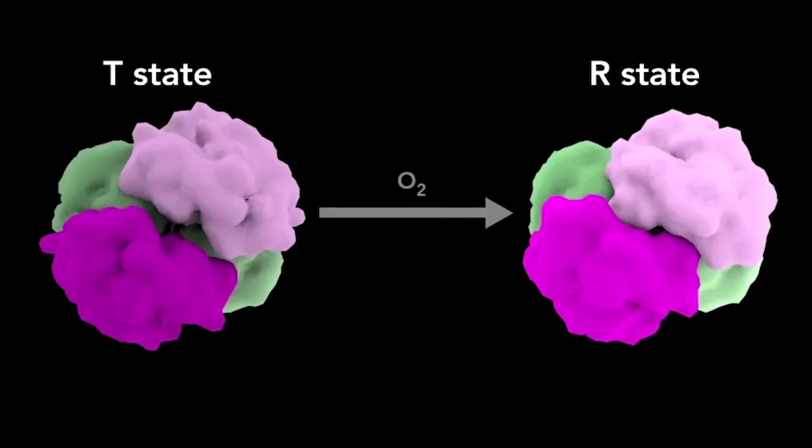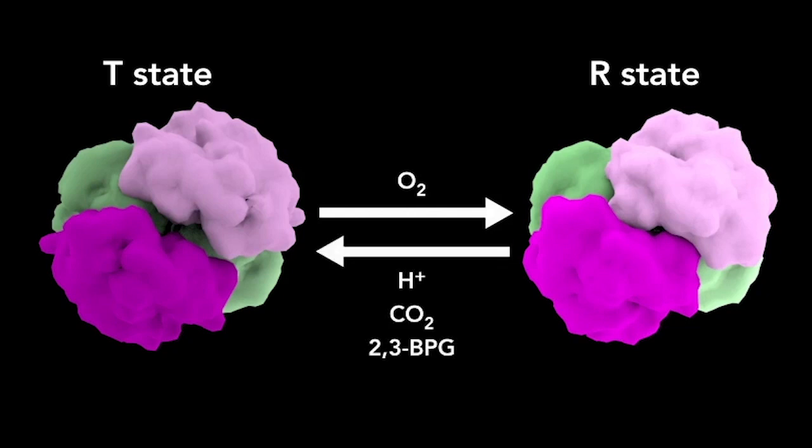Oxygen acts as a positive allosteric effector for hemoglobin by shifting hemoglobin from the T state to the R state. Several other molecules act as negative allosteric effectors. Their binding shifts the conformational equilibrium towards the T state.